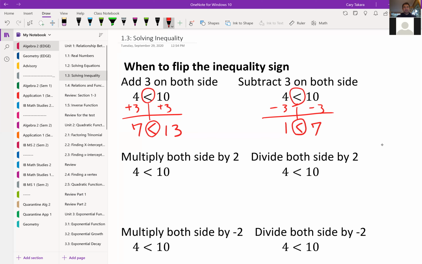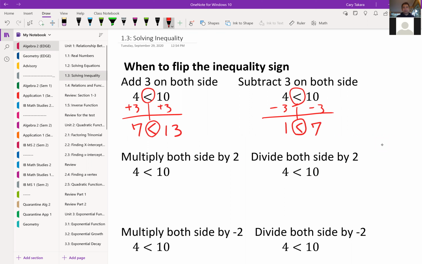You've got a balance. You've got 4 candies in the left hand and 10 candies in the right hand. If you add 3 candies here and 3 candies here, the right hand still has more candies. Or if you take 3 candies away from each hand, the right hand still has more, because you're subtracting or adding an equal amount. That's pretty obvious, right?